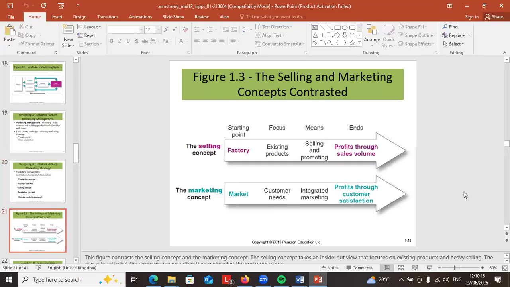And so this is a diagrammatic position on the selling and marketing concept. While the selling concept looks at selling and promotion and building profit through sales volume, the marketing concept believes in first knowing customer needs and wants and tailoring products towards those needs and wants, and thereby creating value and possibly gaining profit through customer satisfaction.